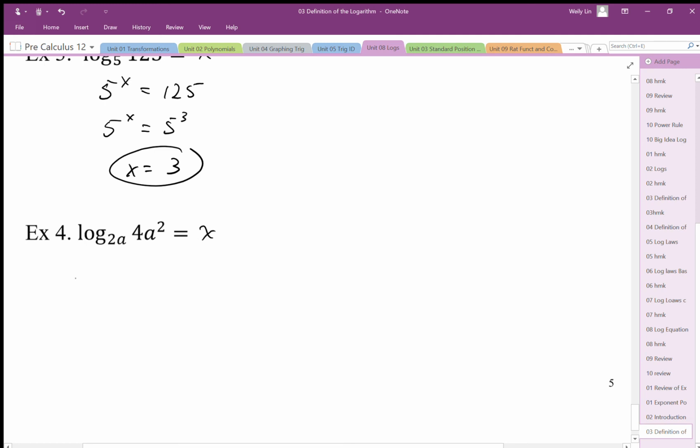Now one thing you have to be very careful with, and you're going to be tested on this, is don't do that. Okay, because this implies that the base is a, not 2a. We have to make sure that we put the base in brackets. There's a two-part base. Now the base is 2a, and then I end up with 4a squared. Now 4a squared can be expressed as an exponent on 2a. That means that x is equal to 2.